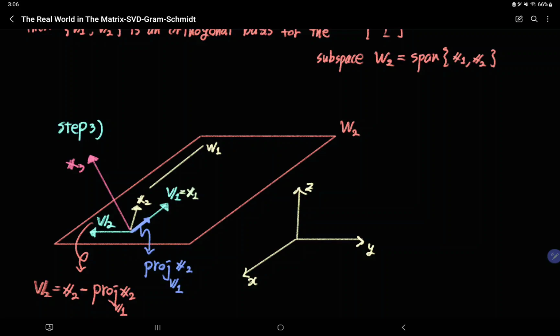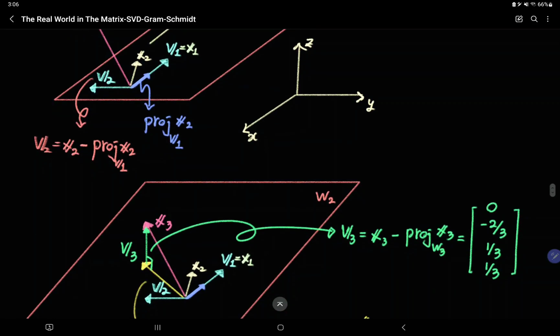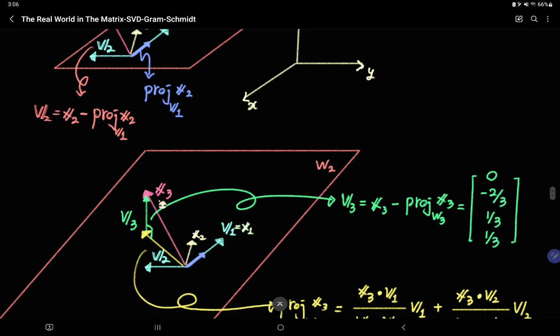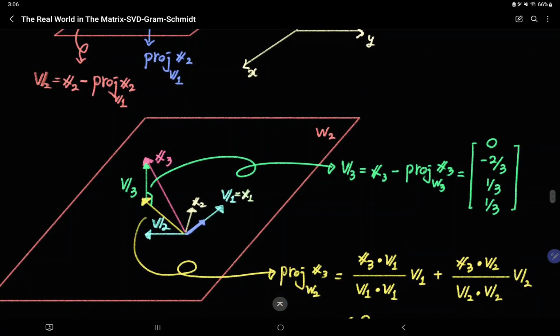So what we're going to do, step 3, is find a vector which is orthogonal to v1 and v2. We're going to use x3. So x3 is like this, and then we find the projection of x3 onto W2. Actually, this is W2, right? Okay, so this is a typo. It should be W2.